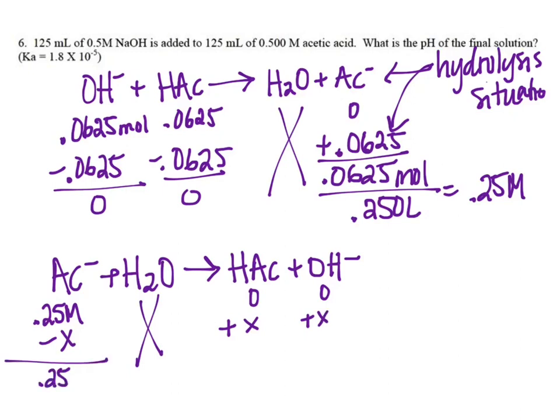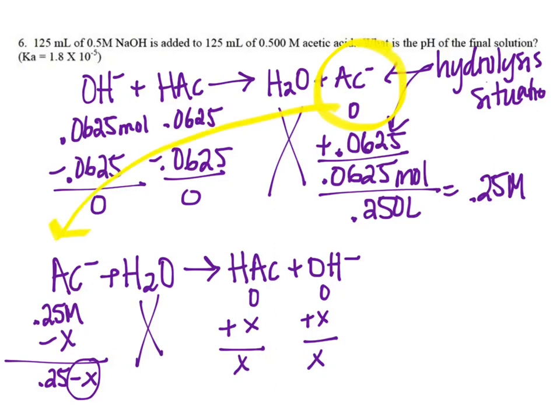Why did you flip the equation? Why did I what? Why did you flip that equation? Because it was like the opposite. So what I did is I took what was left over, and I have to add it to water. Okay. So 0.25 minus X, so X is negligible here.